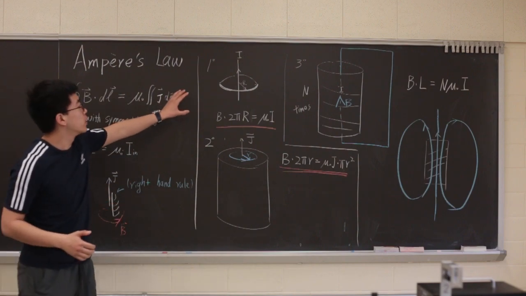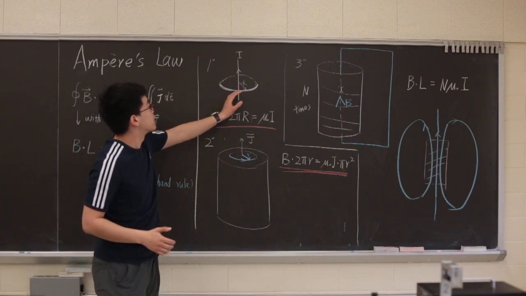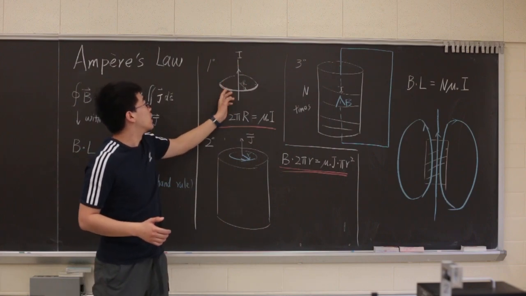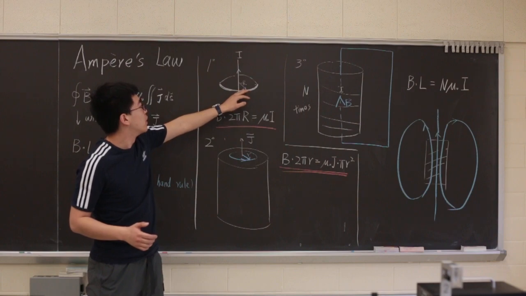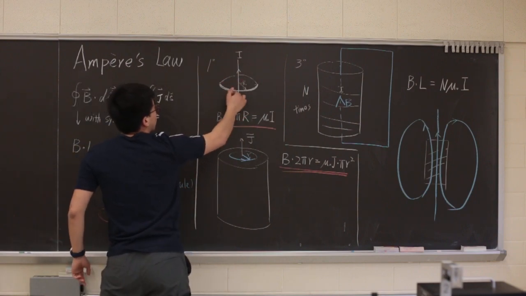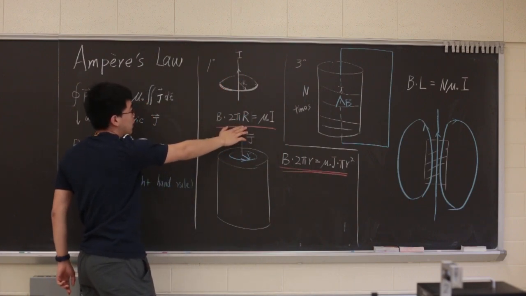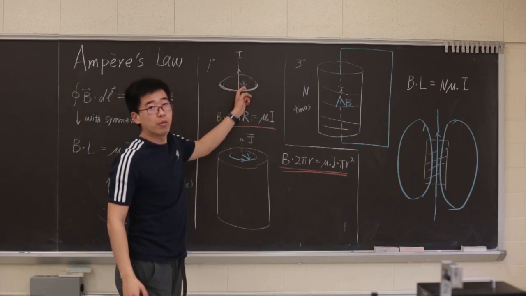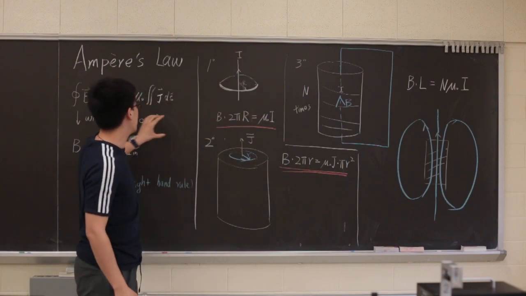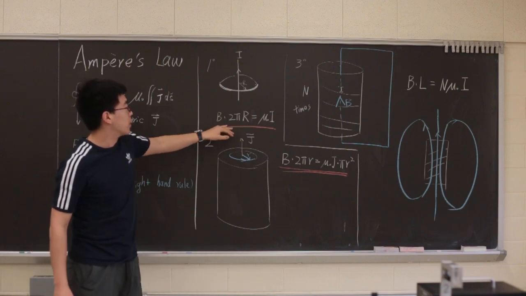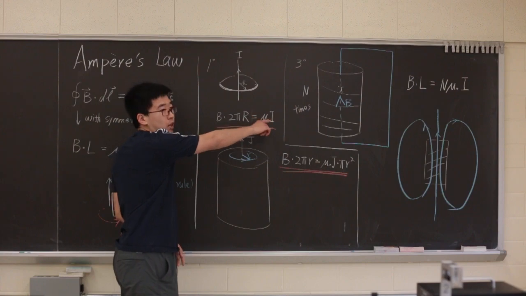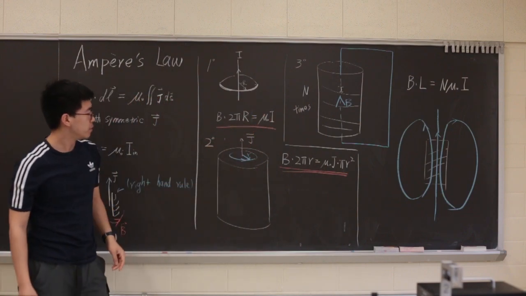Let's think about three different scenarios. First, let's think about a wire. There's a wire, and we want to know the B field at a radius r. We know that the circumference of a circle is 2 pi r, and inside the circle we only have a current I, and the whole setup is symmetric. Then we get B out of this: B equals mu naught I over 2 pi r.